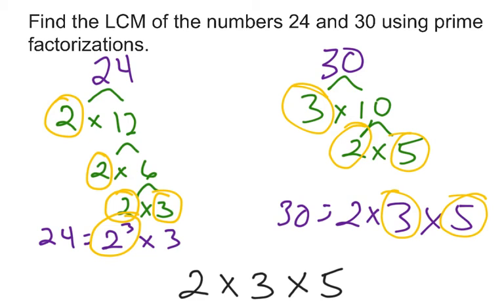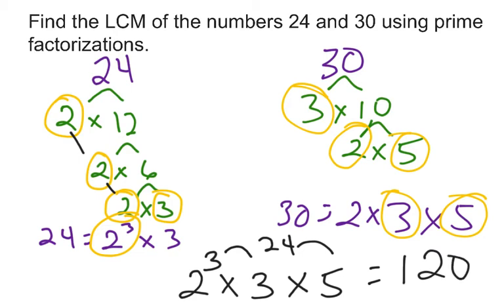So now I'm going to move that 2 to the third power. So when I multiply all these together, I get 2 to the third power. 2 times 2 is 4. 4 times 2 is 8, sorry. Then we have 8 times 3, 24. And 24 times 5 is 120. 20 times 5 is 100. 4 times 5 is 20. 100 plus 20 is 120. So my least common multiple of 24 and 30 is 120.